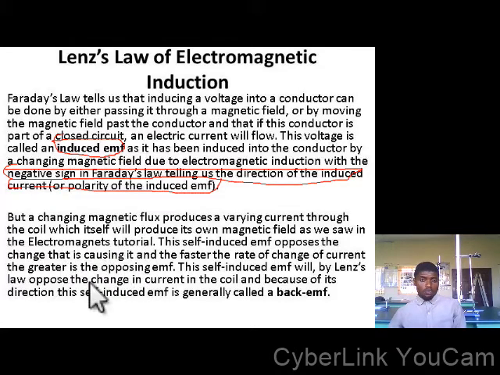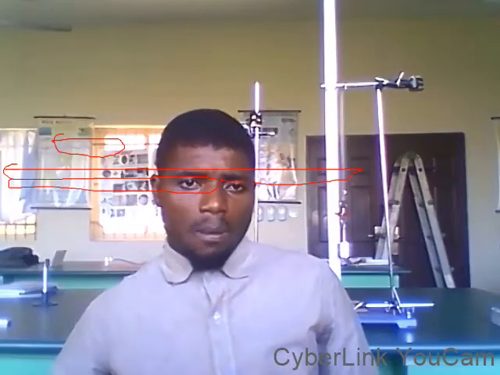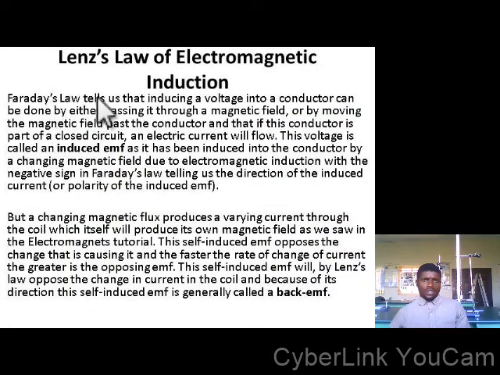I taught you some basics of electromagnets, and I asked you to go back and get some materials and try to form an I-shaped and a U-shaped electromagnet. So we have discussed Lenz's law, and so let's look at the next slide.